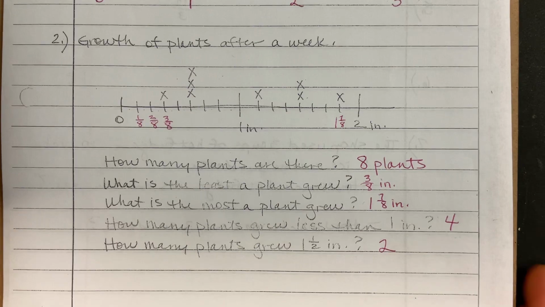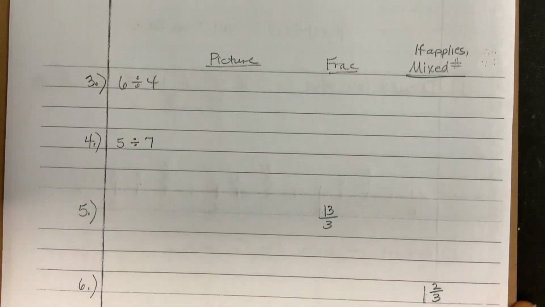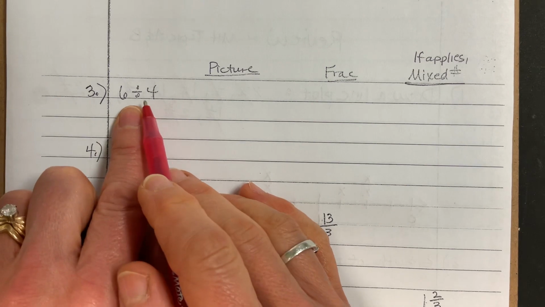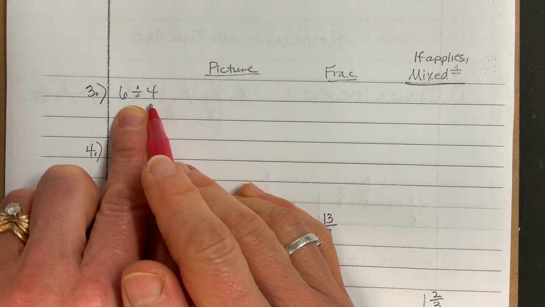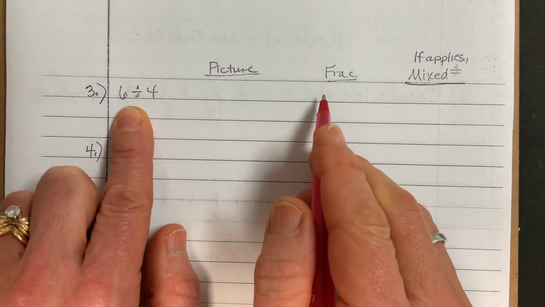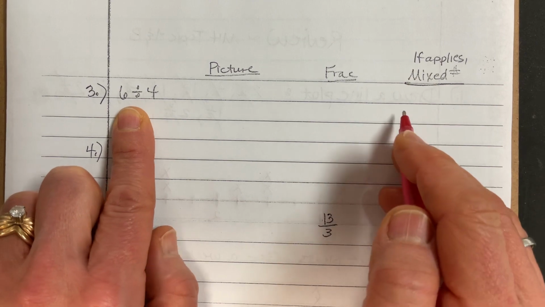Okay, that question again is on reading line plots. So let's look at the back. And you notice we have a chart. There's going to be a chart on your quiz. So let's take a look here. We are supposed to take 6 divided by 4 and draw a picture. So that could be like a tape diagram. Write the fraction and then write it as a mixed number if it applies.